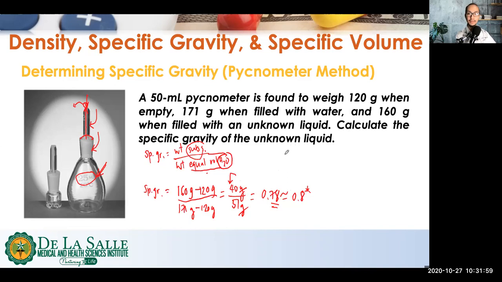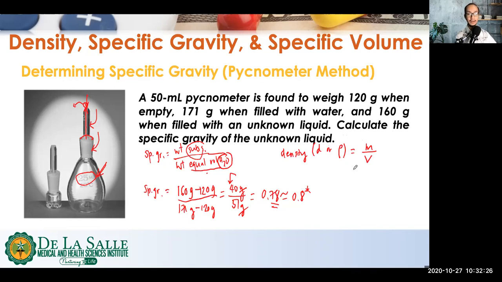Now, remember that I also mentioned density before. Density has a symbol of letter D or sometimes rho. In physics, we use the symbol rho, the Greek letter rho. Density is the mass of the substance divided by its volume.